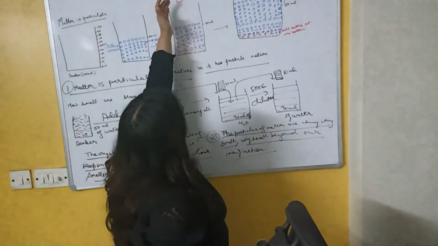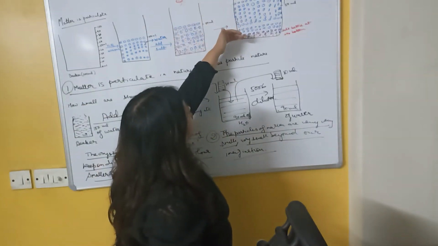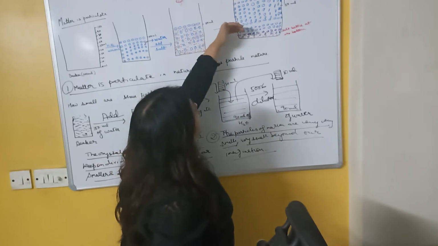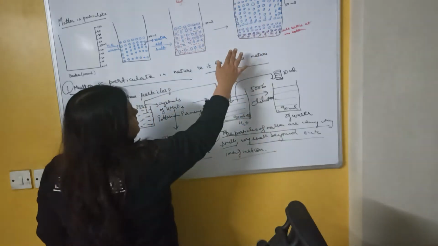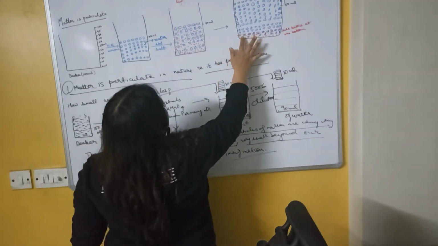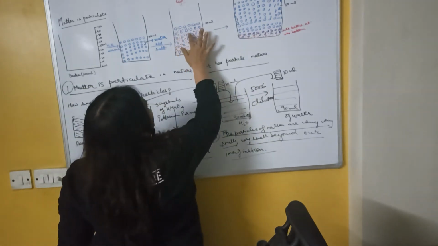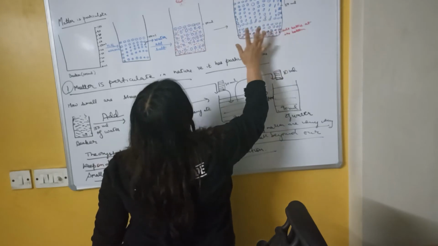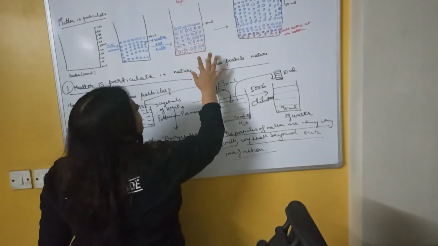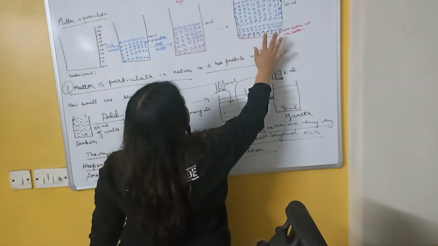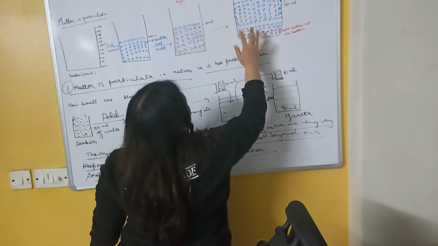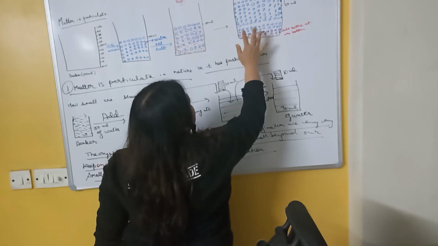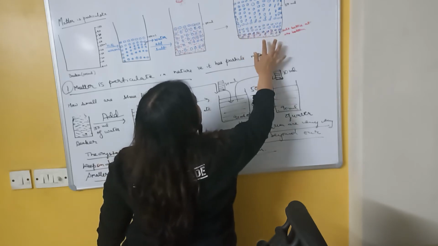Now as you keep on increasing the concentration of the salt, a point is reached when no more of the salt can be dissolved in the solution. The reason is this: the salt particles have already occupied the voids and spaces between the water molecules, and there are no more spaces between these water molecules. So no more of this salt particles, that is the solute, can be dissolved in the solution.